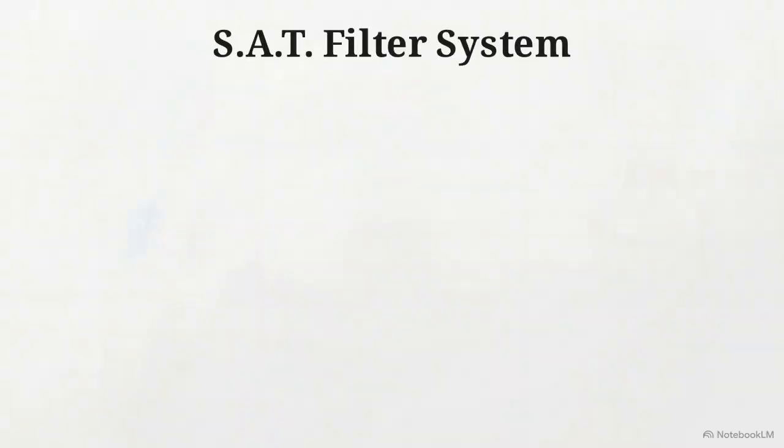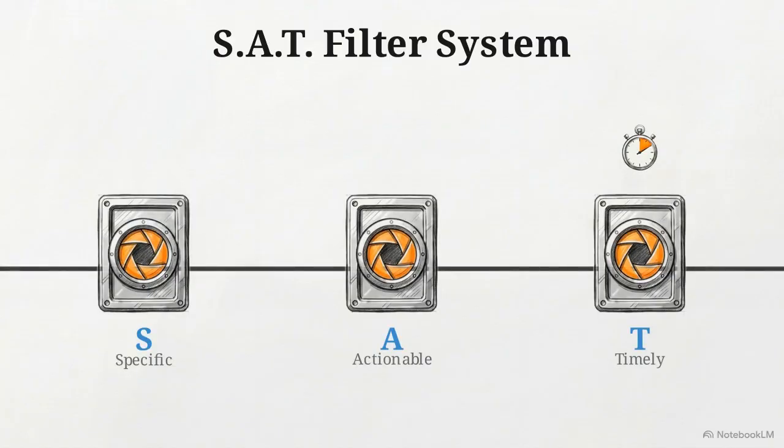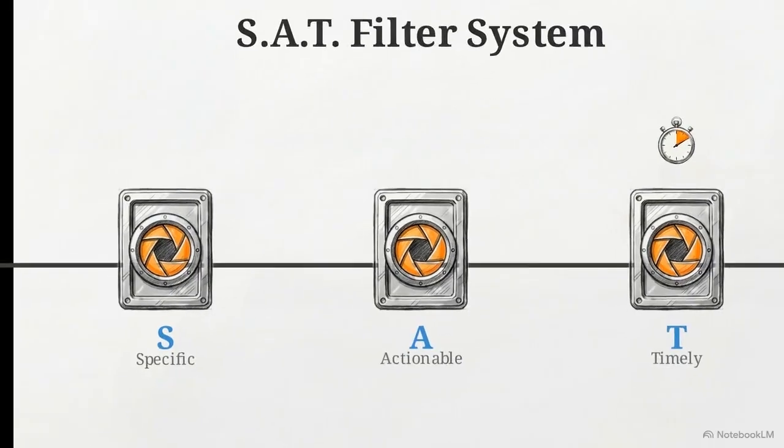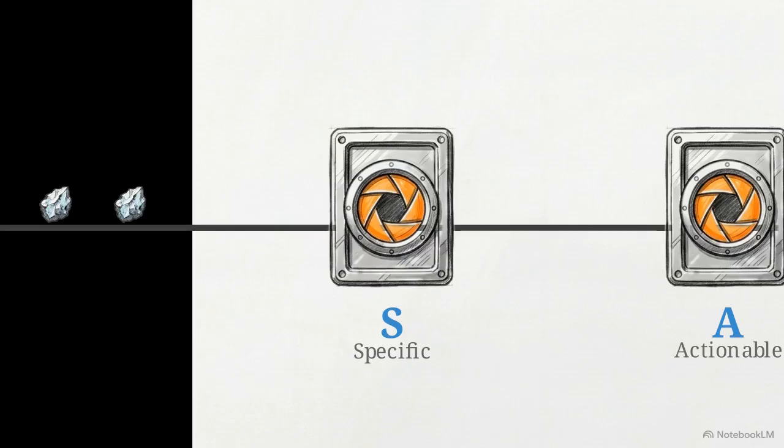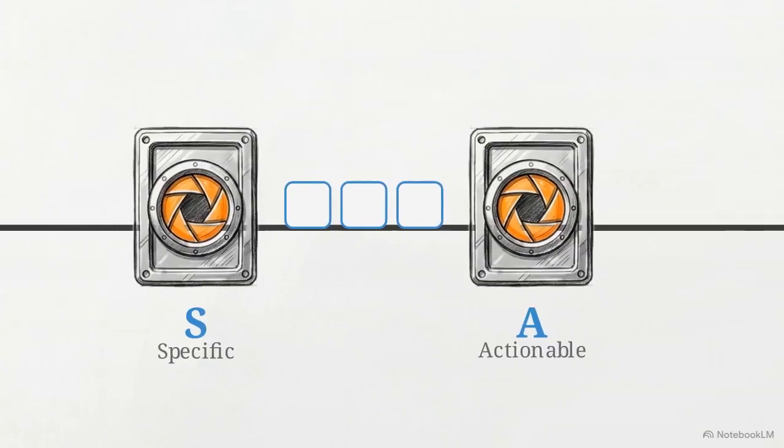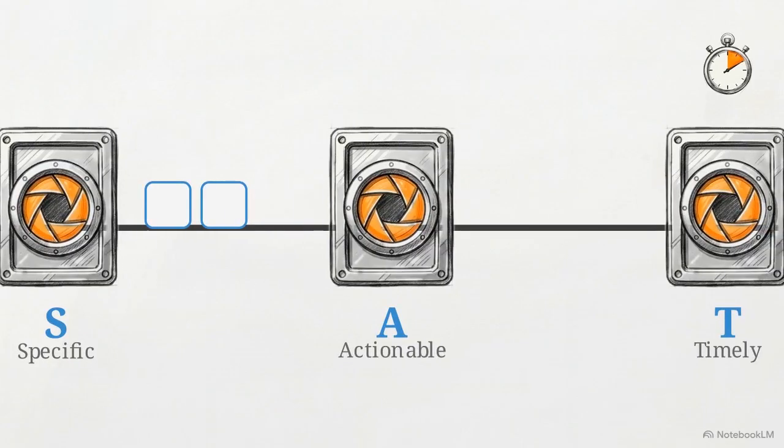Raw critique is translated into usable data by passing it through the SAT filter system: specific, actionable, and timely. The specific gate requires the feedback to target precise aspects of a task, avoiding vague statements that leave the learner guessing. Instead of a generic "needs work," specific feedback identifies that a learner's transition paragraph lacks a clear connection to the preceding evidence.